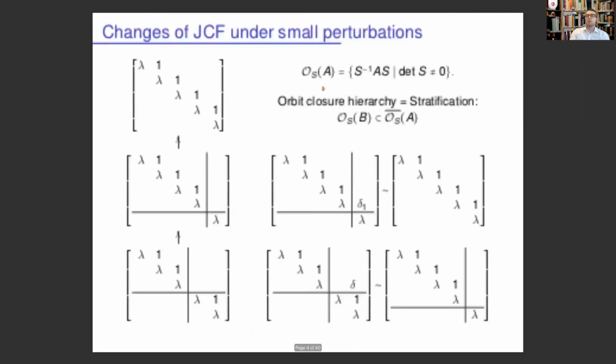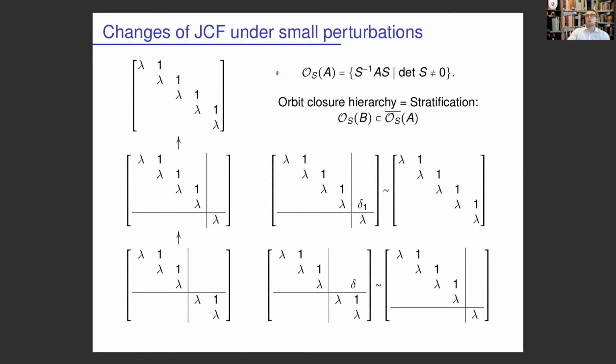And we investigate it in the following way. We construct so-called closure hierarchy or stratification graphs. Those are the graphs to the left here. You can see this part, which is a graph, and each node represents all the matrices with the same Jordan canonical form. It's also called an orbit, and it is defined here. So it is an orbit under the action of general linear group, and it's defined as our matrix A multiplied by the invertible matrices S and S minus 1 from the right and left respectively.